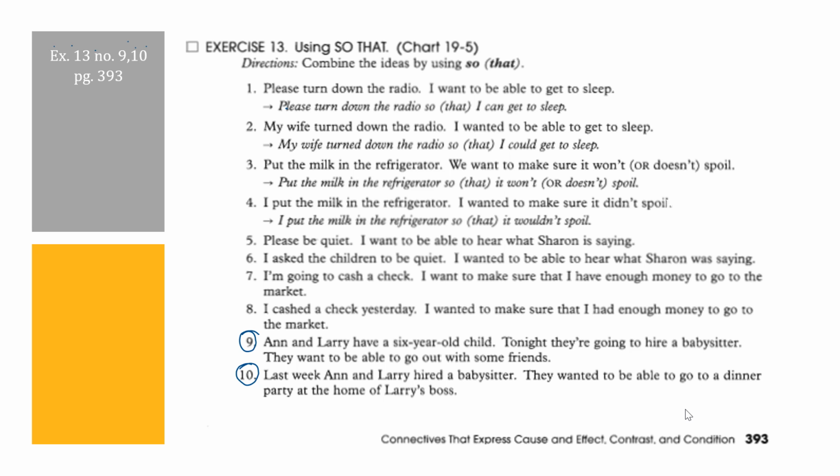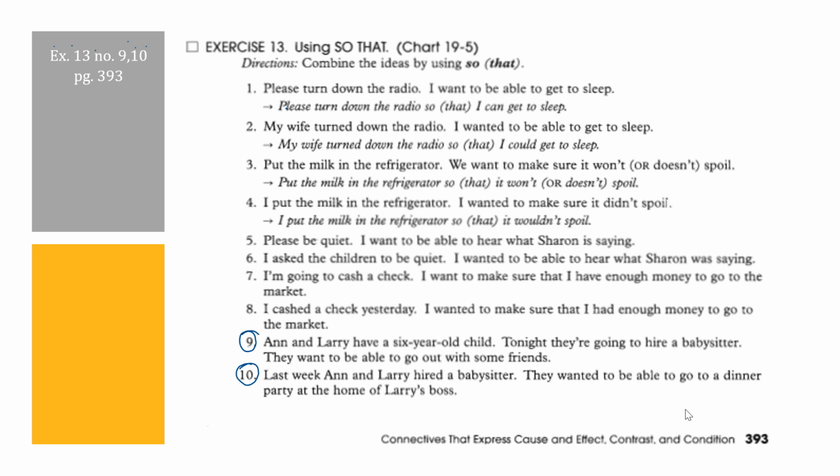So the ability or the possibility in the past time must be in the form of could. My wife turned down the radio so that I could get to sleep. The ability in the past. Okay, number 3. Put the milk in the refrigerator.